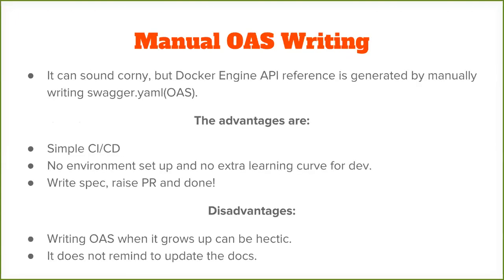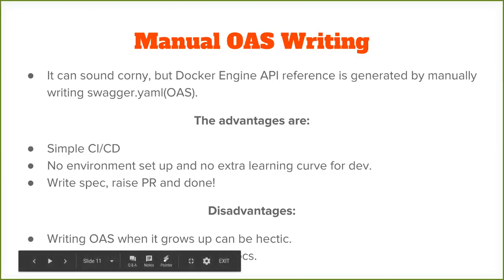So then comes manual OAS writing. It can sound corny, but yes, Docker engine is using this. They usually manually write this swagger.yaml OAS, but again they have shifted to projects like moby/server. So I think they're generating their server code using this OAS only. I'm not sure what tool they are using to generate this OAS. So what they do is they just manually update swagger.yaml so as to get the docs. Okay, they are not using any annotation and things like that.